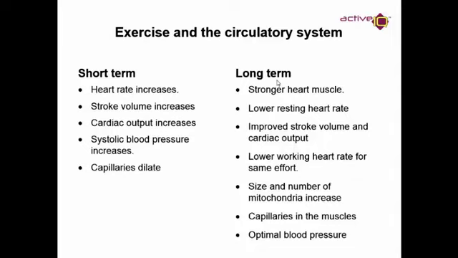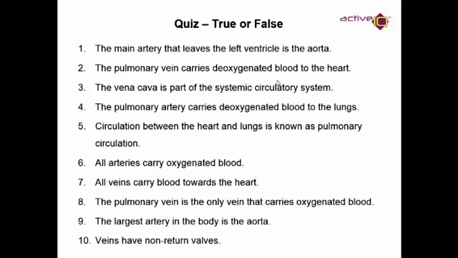We have more mitochondria in the blood, and we have more capillaries, and we can also reach optimal blood pressure. So if someone does have high or slightly high blood pressure, through exercise and the correct diet, we can bring that blood pressure to the optimal amount.